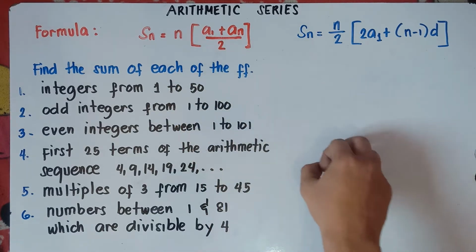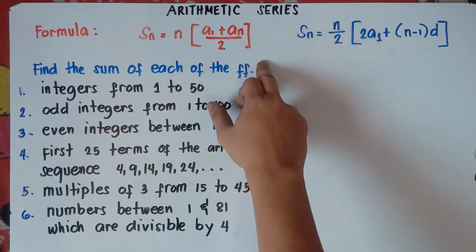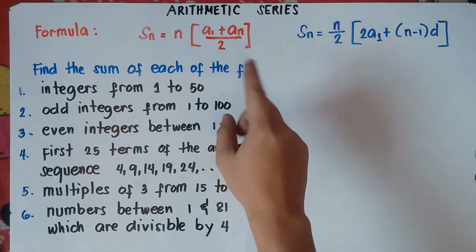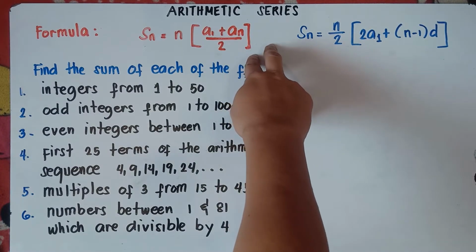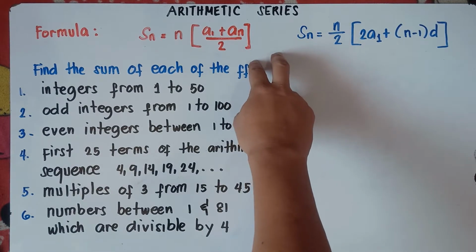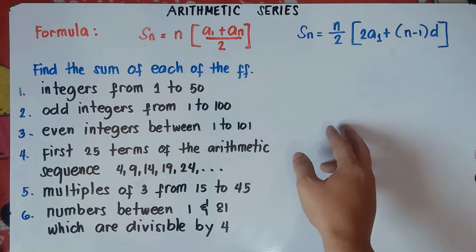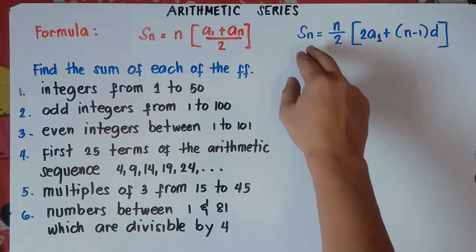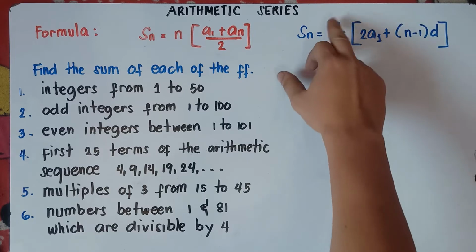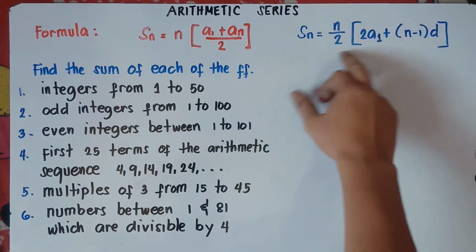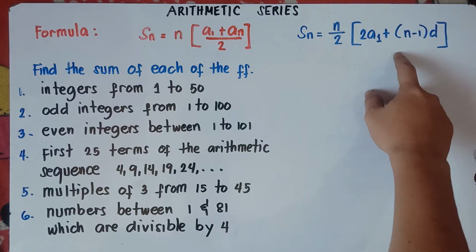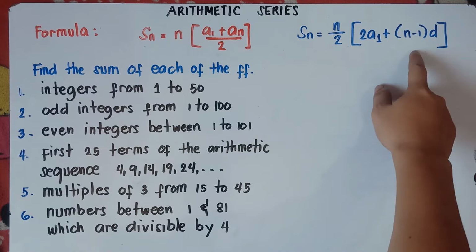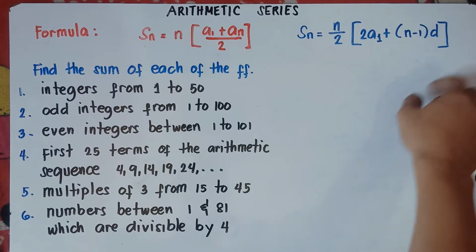And the second formula. We use the first formula if we have the value of the last term. Always remember this one. But if we don't have the value of the last term, we will be using this formula. That would be the sum equals n, the number of terms, divided by 2, bracket, 2 times the first term plus quantity n minus 1 times the common difference, then bracket.